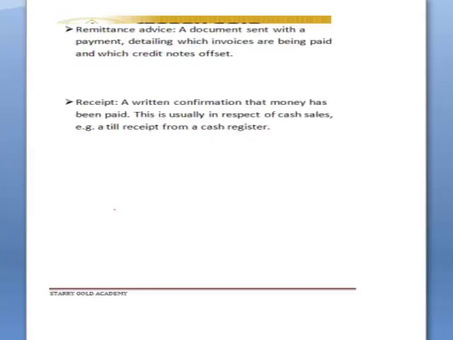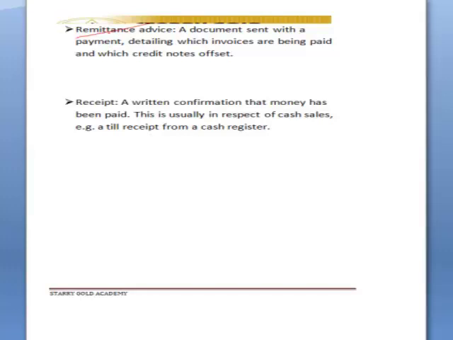Then we have remittance advice, a document sent with a payment, detailing which invoices are being paid and which credit notes are offset. We call it a remittance advice. Then we have receipts. A receipt is a document that acknowledges payment. It is usually written confirmation that money has been paid, in respect of cash sales, for instance a till receipt from a cash register. So that is what we call a source document.